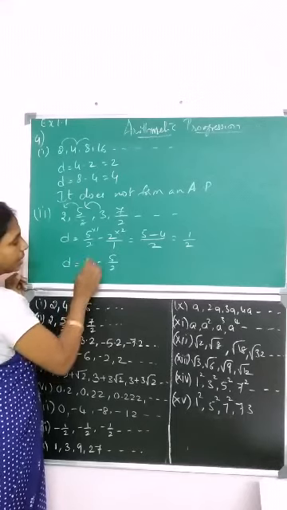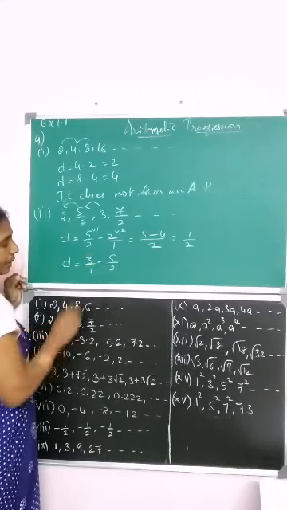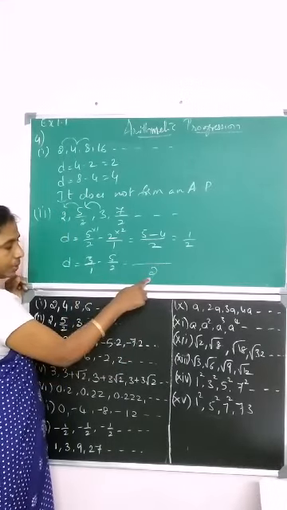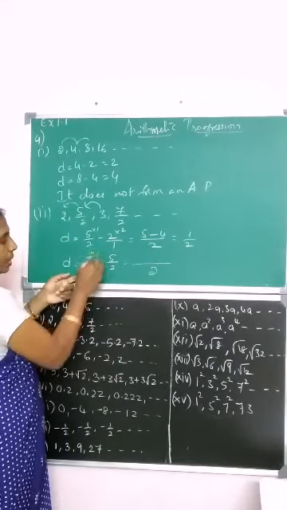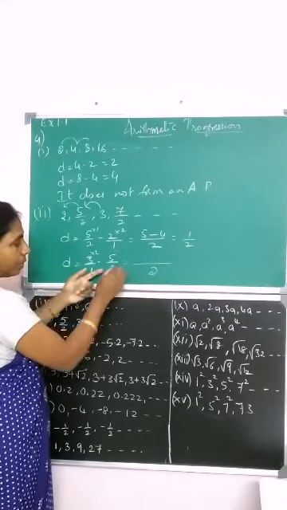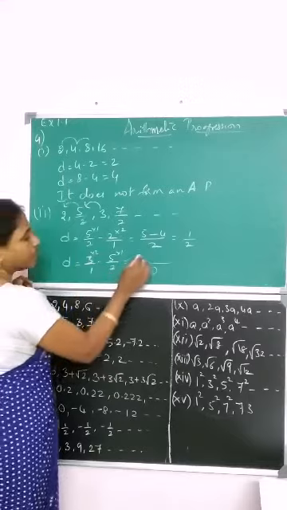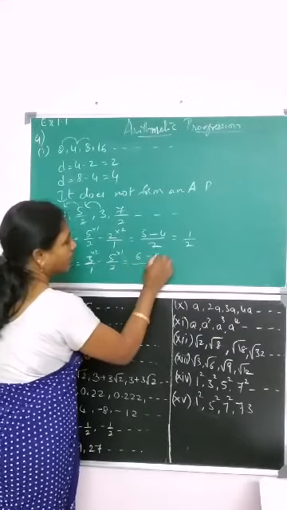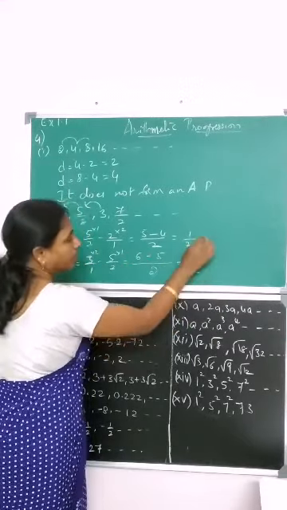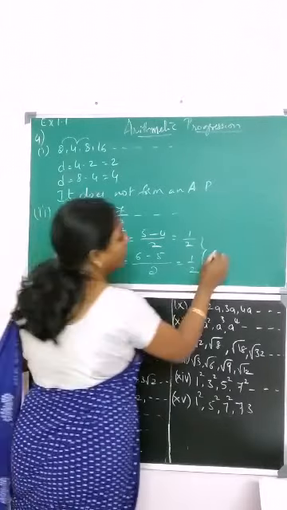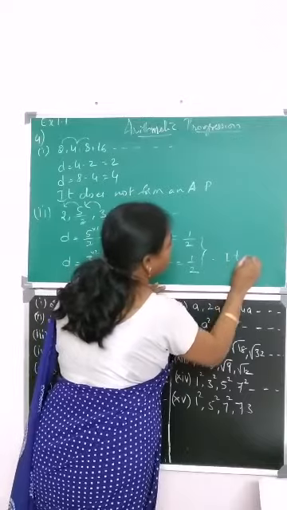Okay, again this 3 is taken as 3/1. Now look at the LCM again. The LCM of 1 and 2 is 2. So 1 2s are 2, 2 1s are 2. Okay, 3 2s are 6, 5 1s are 5. What did we get? 1/2. Check these two, the common difference is the same, isn't it? Therefore it forms an AP, or it is in AP.